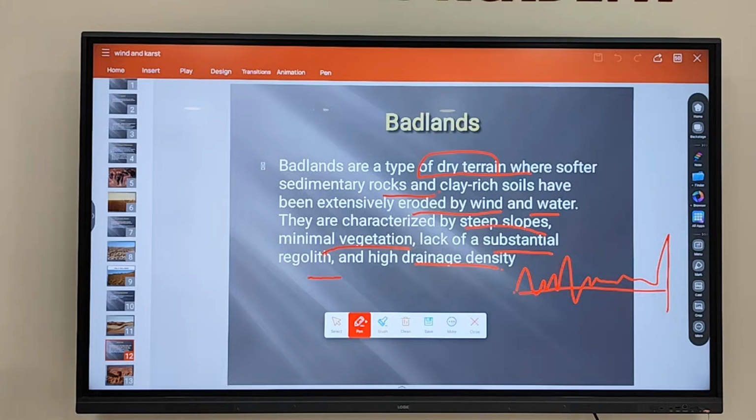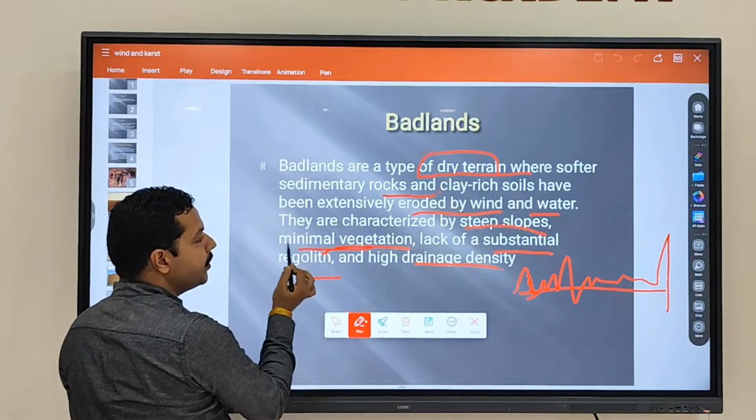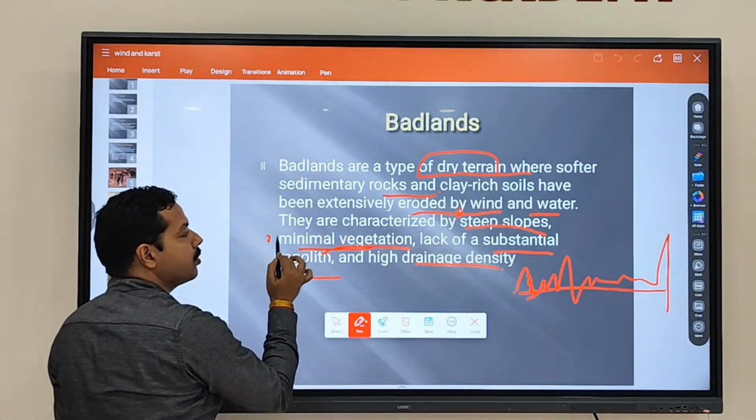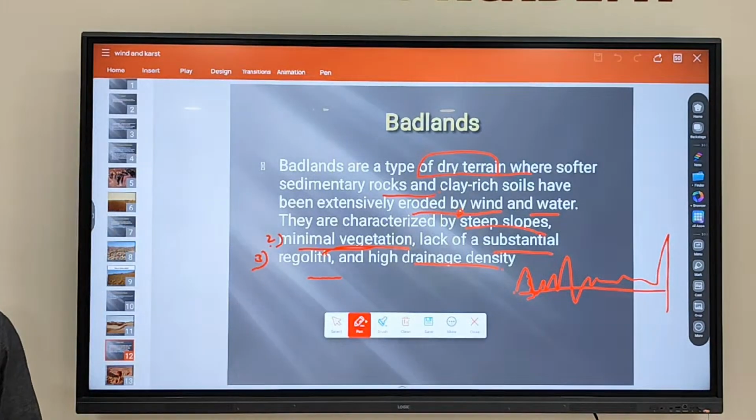So steep slopes, you are finding this type. Second is what? Minimum vegetation, because desert is there, so not much vegetation you're going to find. Lack of substantial regolith. Regolith is kind of loose soil, so you don't find much regolith, loose soils over here. And lastly, high drainage density. More water can go inside. That's why drainage density is high.